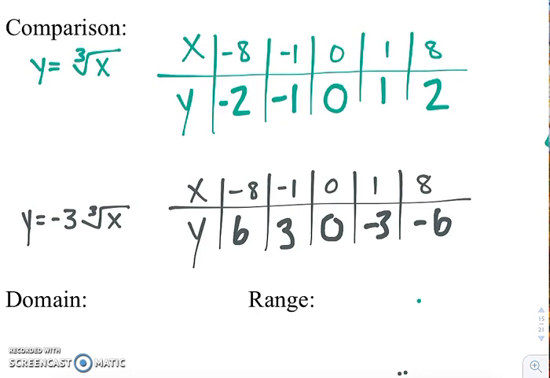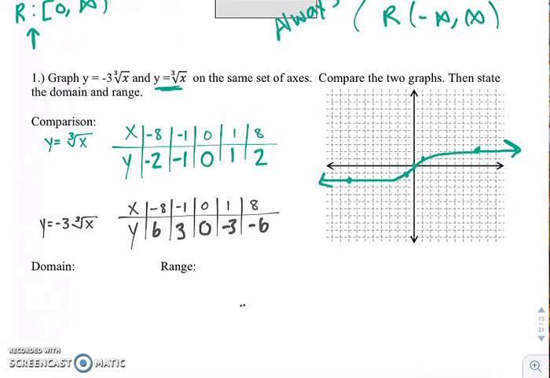So now let's graph the one multiplied by -3. So 0, 0 is still on the graph, but now we've got 1, -3, -1, 3, and 8, -6. And 6. So we'll connect those dots.